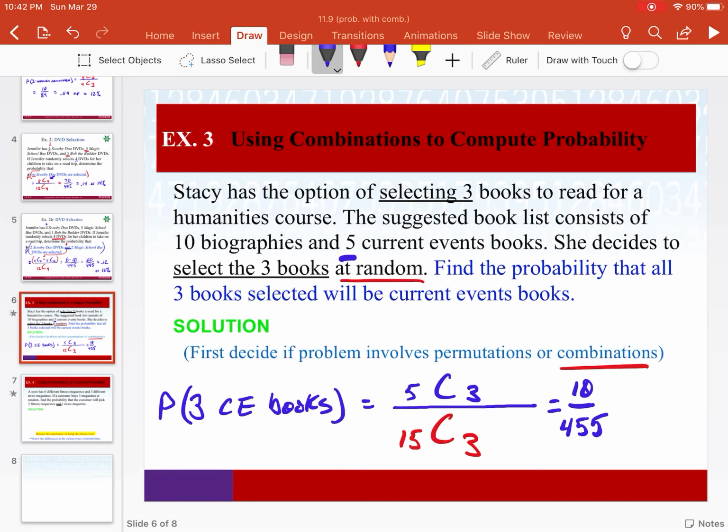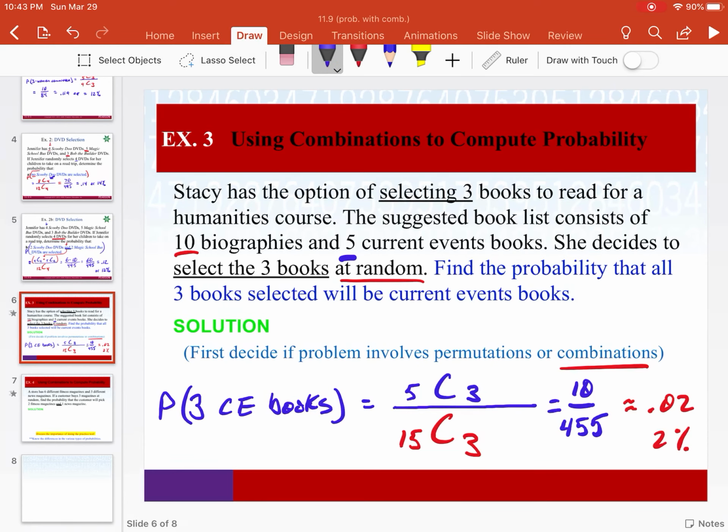It makes sense, right? Because you would think the probability of this would be very low because there's 10 biography books. Surely if you close your eyes and you reached into a box containing these 15 books, you would think out of 3 selections, you would certainly pick at least 1 biography, right? Well, if you look at the answer to this, you get 0.02 or 2%. Very unlikely that you would be able to pick 3 straight current event books from those 15. Okay? Hopefully that makes sense.